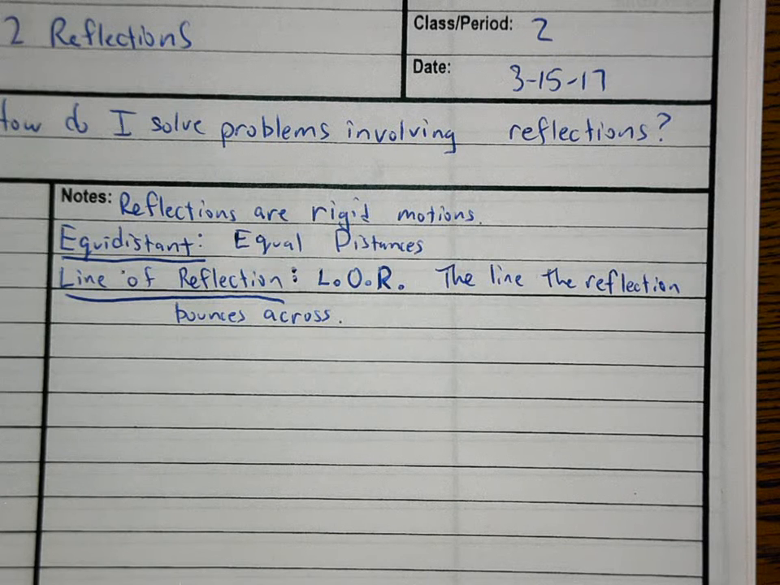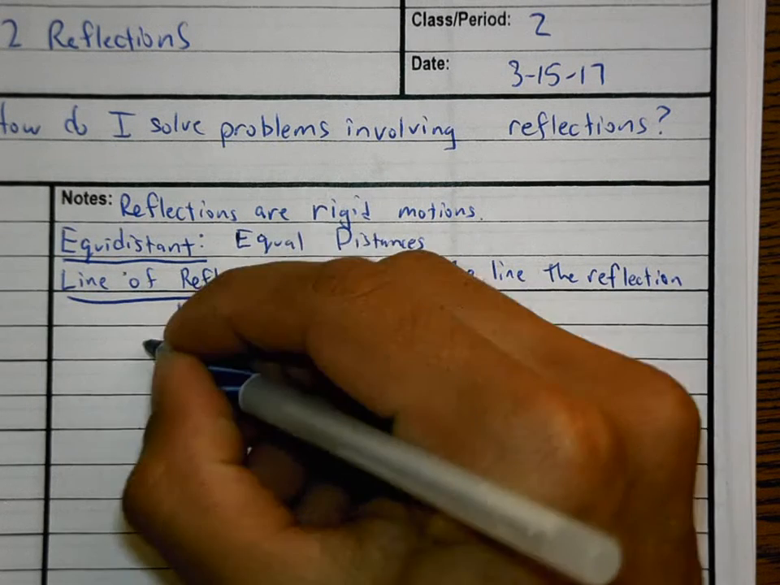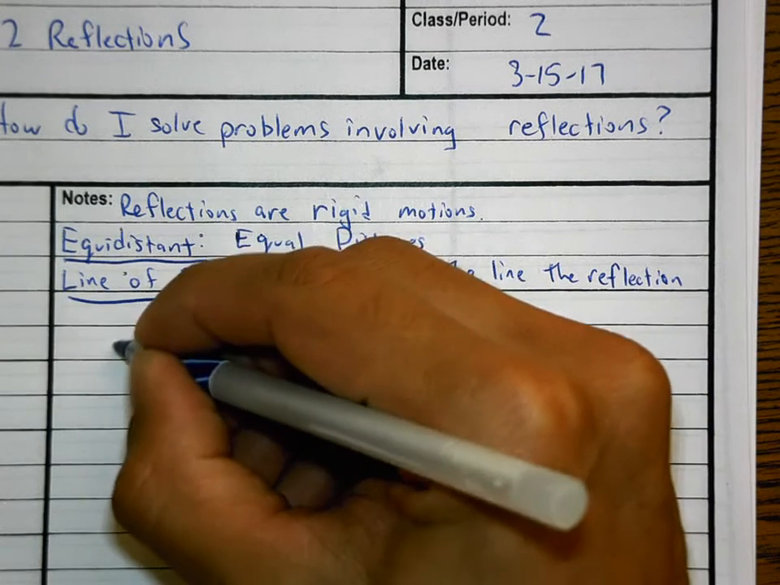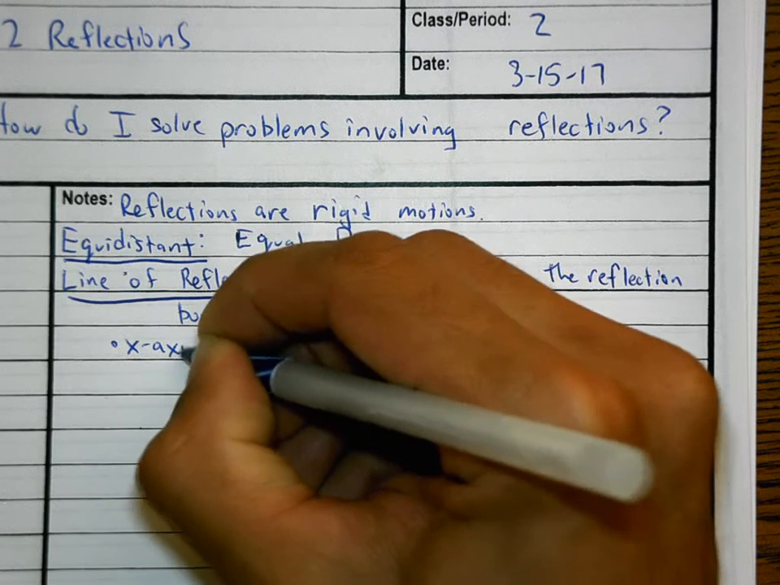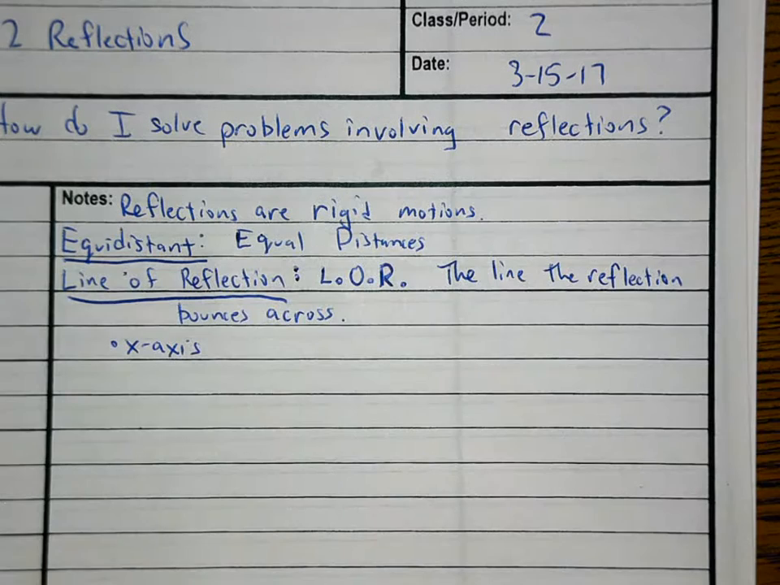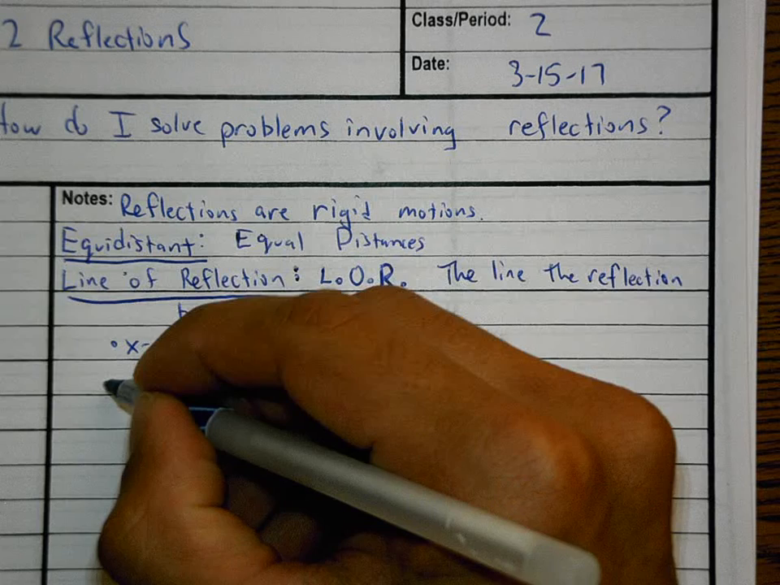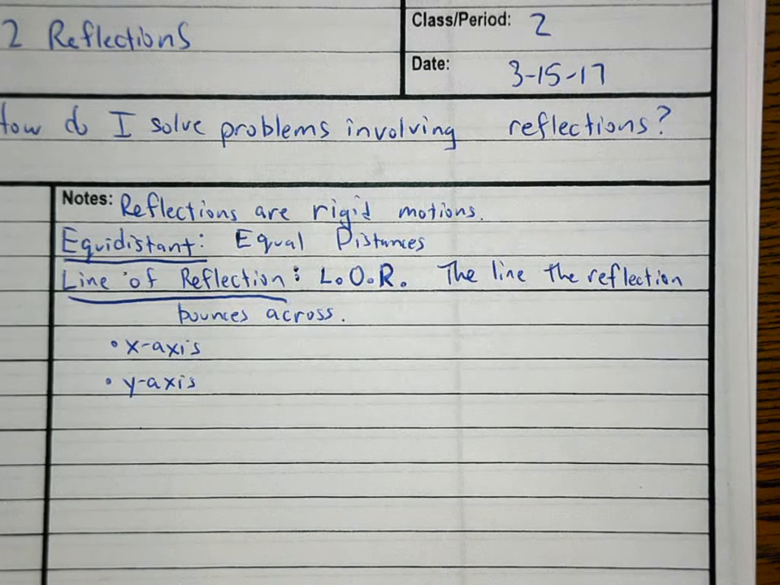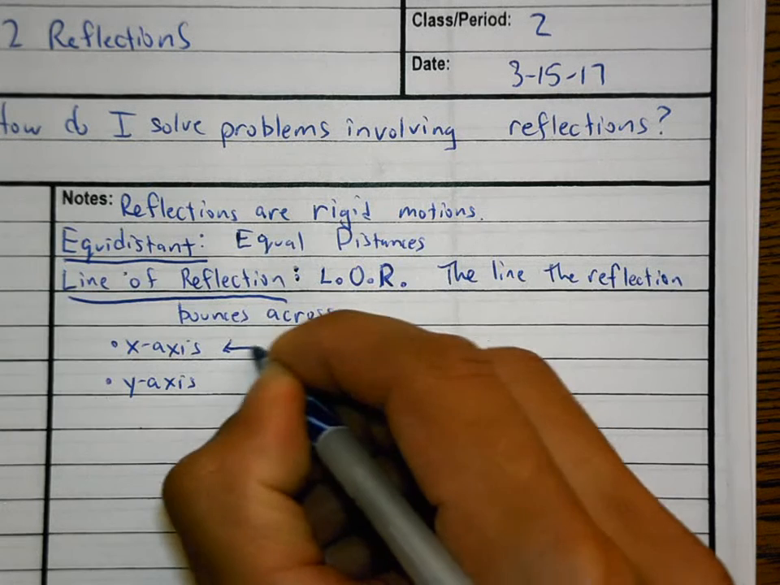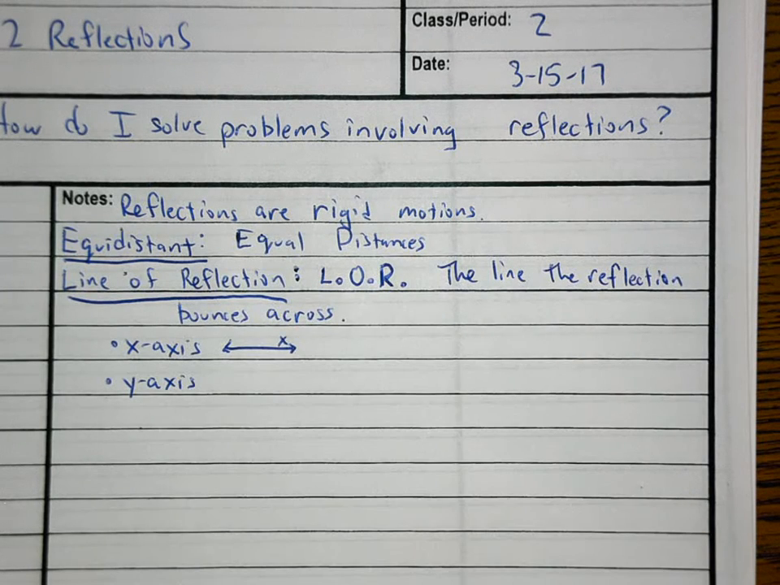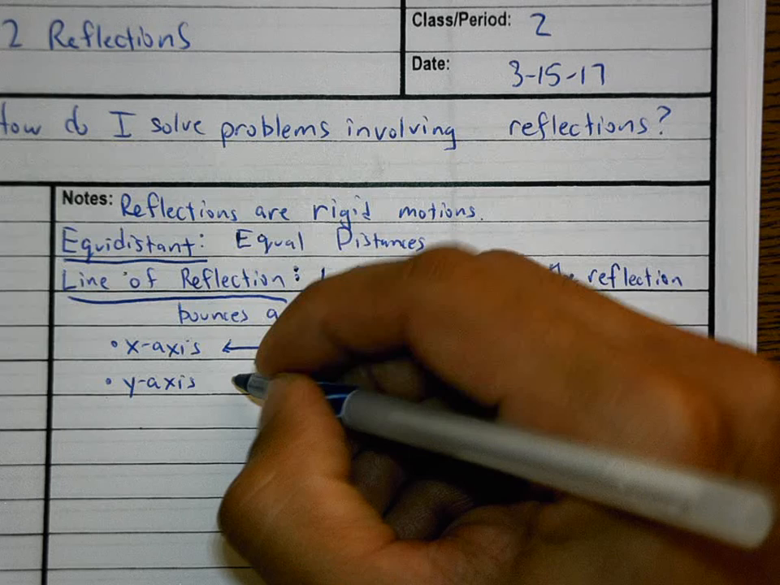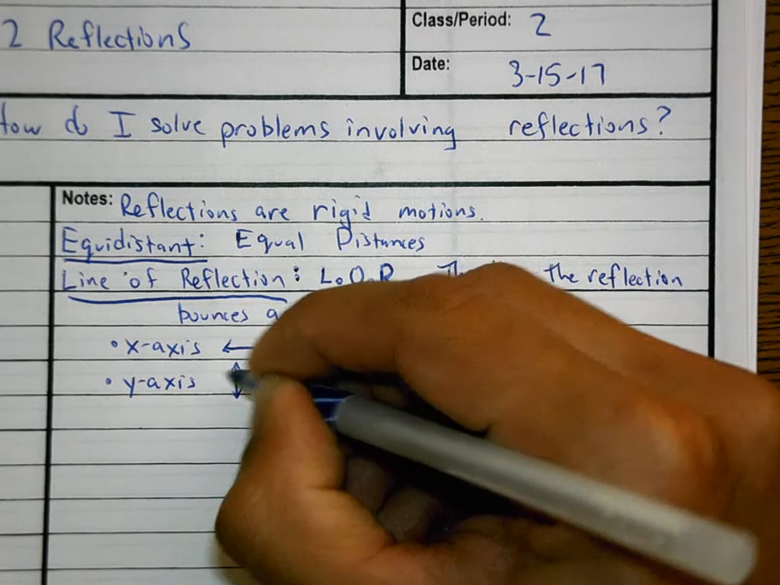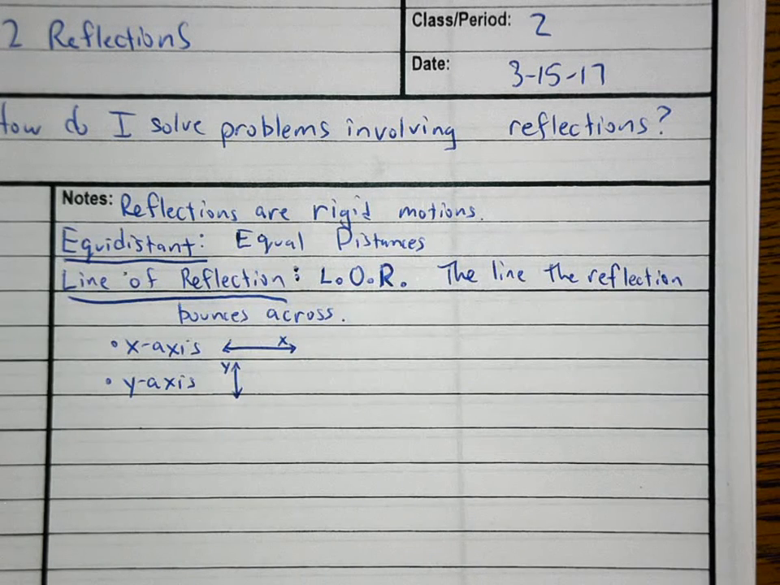Sometimes we're going to use 5 different types of lines of reflection. The first type that we're going to use as a line of reflection is the x-axis. We're also going to use the y-axis. If you don't know which one the x-axis is, it's the one that goes this way. I'll put an X next to it. The y-axis is the one that goes up and down. We usually put a Y next to it.